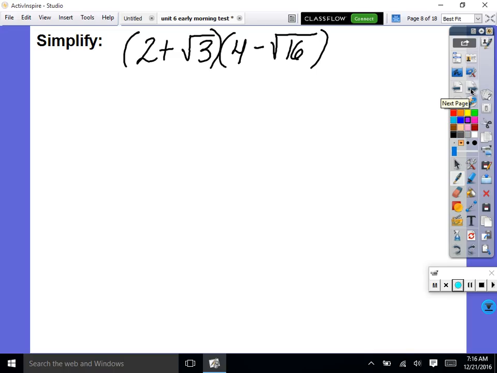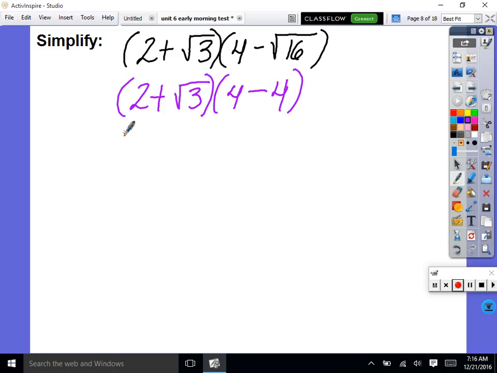So we are going to double distribute again. Now I want you to notice something about this problem. Square root of 16. Shouldn't I just write it as 4 right now before I even distribute? Probably it's going to be easier because you're going to have to do that in the end. So I'm going to rewrite the problem. 2 plus the square root of 3 times 4 minus 4. Well, that's 2 plus the square root of 3 times 0. What's 0 times anything? 0.